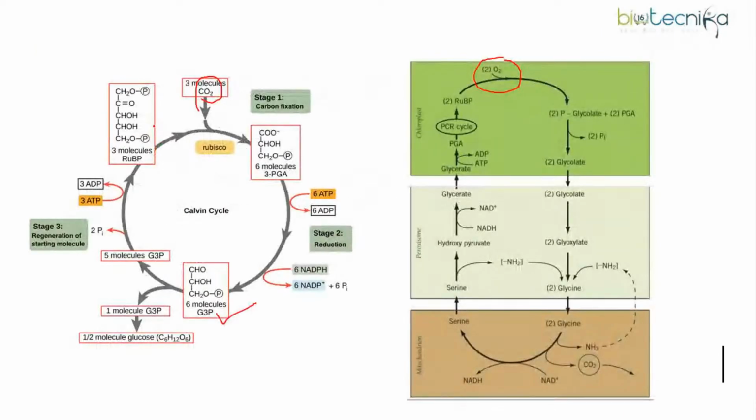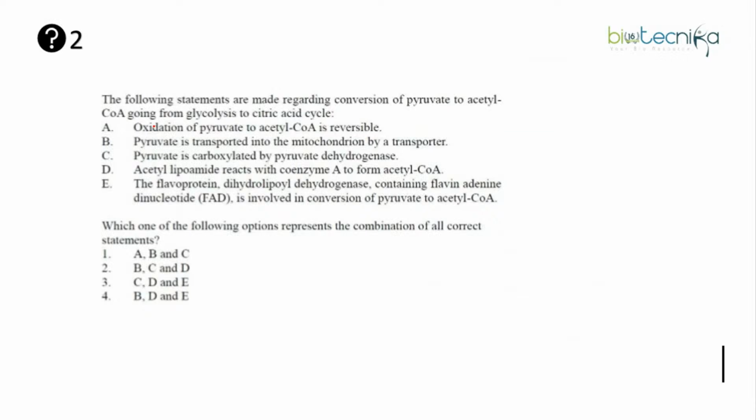All right, now moving over to the next question. So, question number 2 is saying the following statements are made regarding conversion of pyruvate to acetyl CoA from glycolysis to citric acid cycle. They have given you 5 statements. Oxidation of pyruvate to acetyl CoA is reversible. Pyruvate is transported into mitochondrion by a transporter. Pyruvate is carboxylated by pyruvate dehydrogenase.